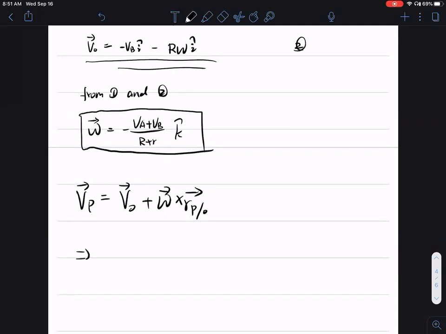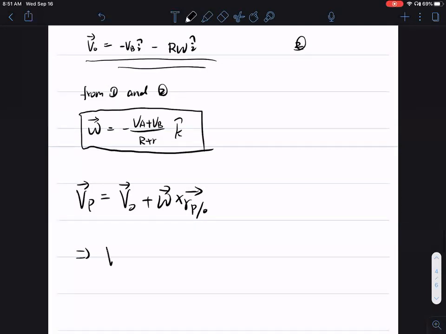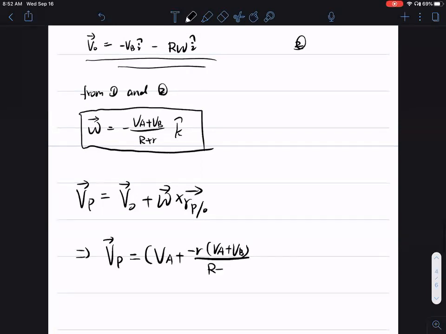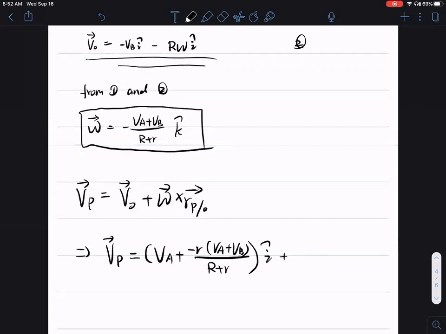I'll leave this VP for you to try. But you can write out the solution for VP. After class, you can try this yourself and compare your solution with the correct solution here. So VP has both I plus J components.